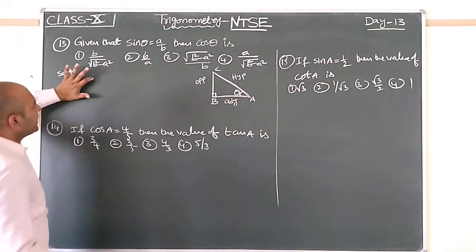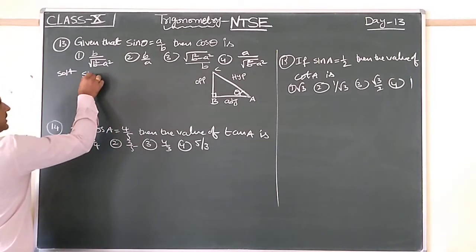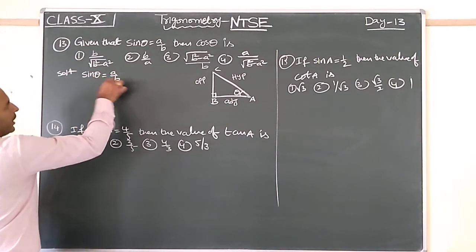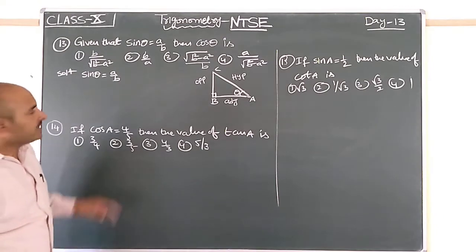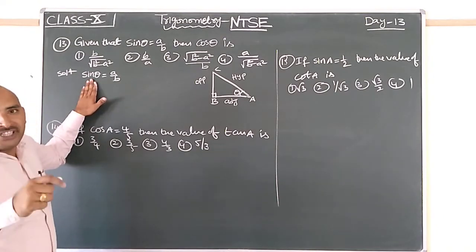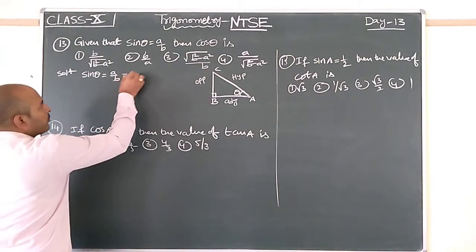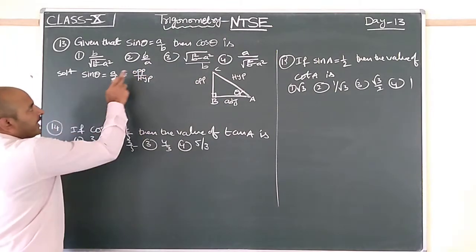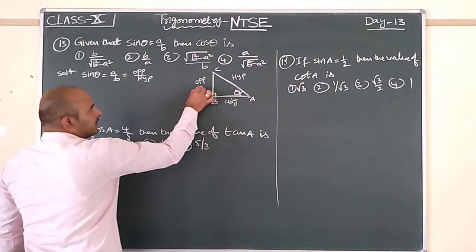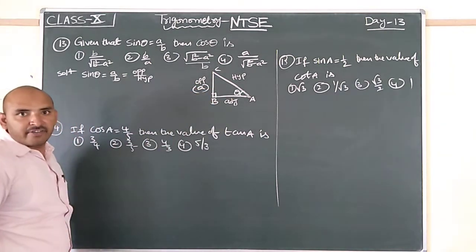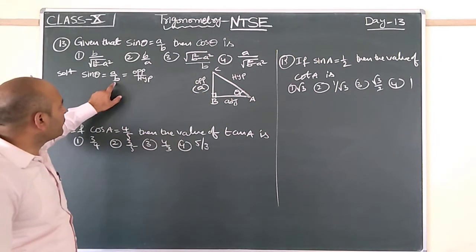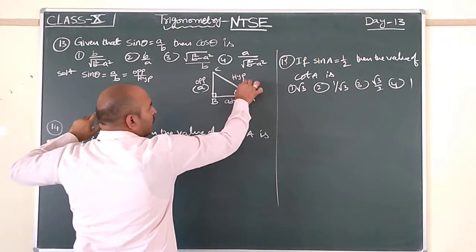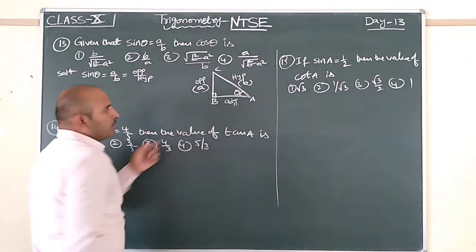So now sin theta is equal to A by B. According to the basic formula, sin theta means what? Opposite side by hypotenuse. So clearly the opposite side value is A, and the hypotenuse value is B. We don't know the adjacent side value, the AB side value.